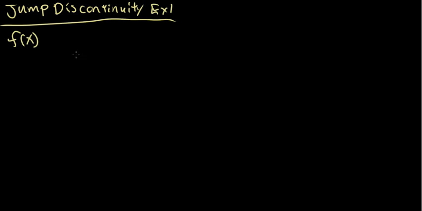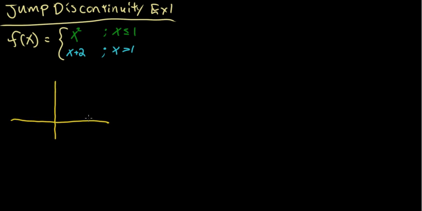Say we have the function f of x equals x squared whenever x is less than or equal to 1, and x plus 2 whenever x is greater than 1. Now, we could do all this algebraically, but I think it's a little bit more instructive to graph it at the beginning at least. So we'll graph this.